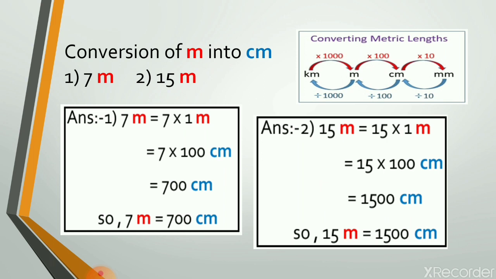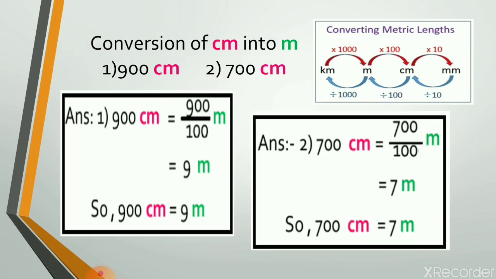Now here is conversion of meter into centimeter. We have to convert meter into centimeter. So we have to multiply by 100 here. First one is 7 meter. So 7 meter equals 7 into 100 centimeter, equal to 700 centimeter. So 7 meter equals 700 centimeter. Second one is 15 meter. 15 meter means 15 into 100 centimeter, equal to 1500 centimeter. So 15 meter equals 1500 centimeter.